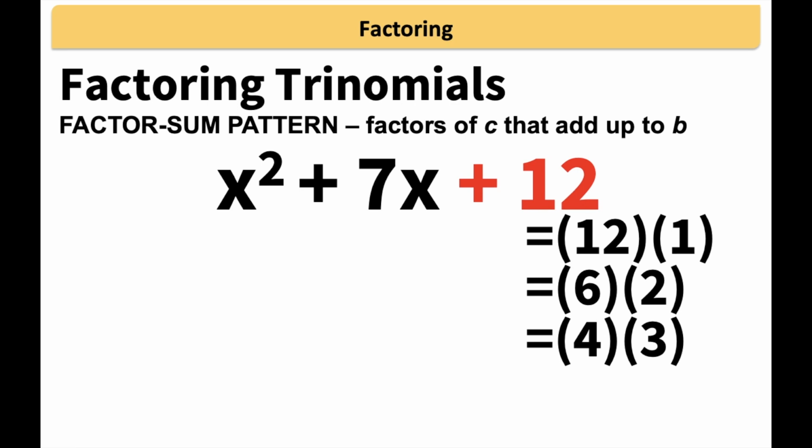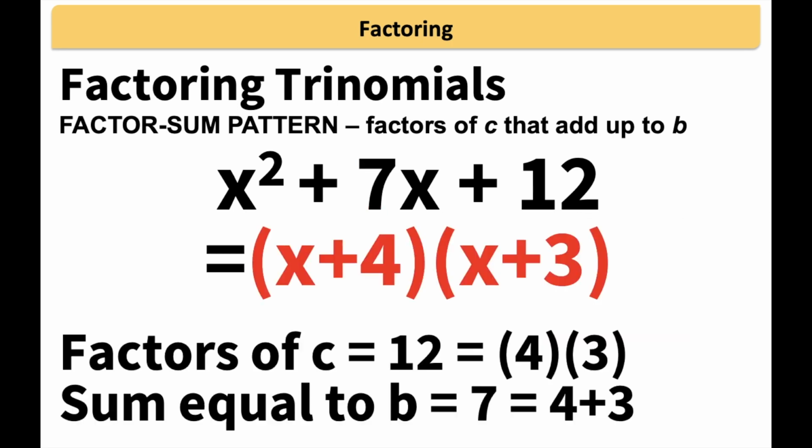Now, what you're gonna do is, titingnan mo kung ano ang coefficient mo. In this case, it's 7. Alin sa mga factors ng 12, if you add them, ang makukuha mo is 7. That would be yung 4 and 3. Kasi 4 plus 3 is equal to 7. So, ang ating factors ng x squared plus 7x plus 12 would be x plus 4 times x plus 3.